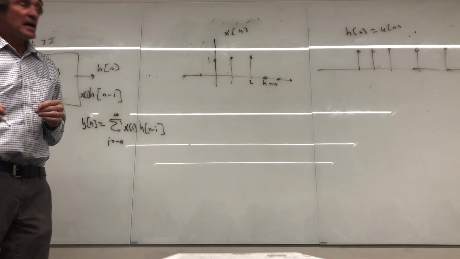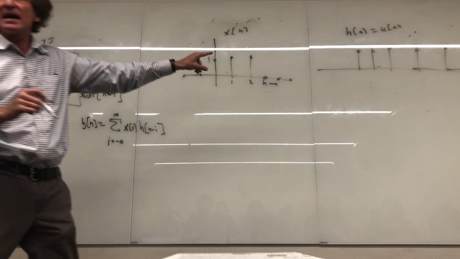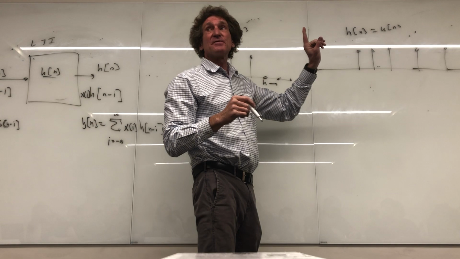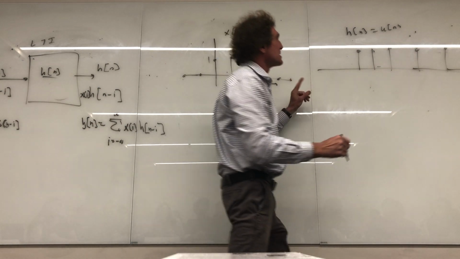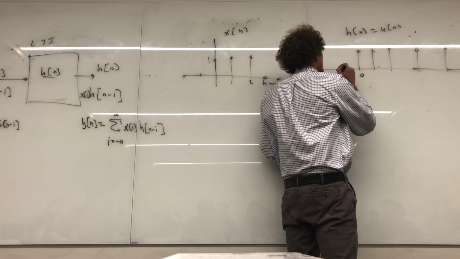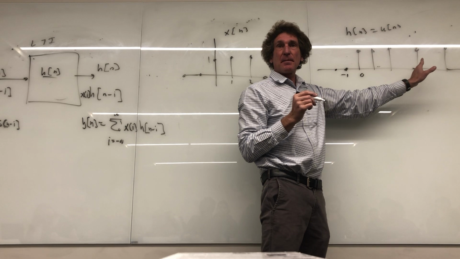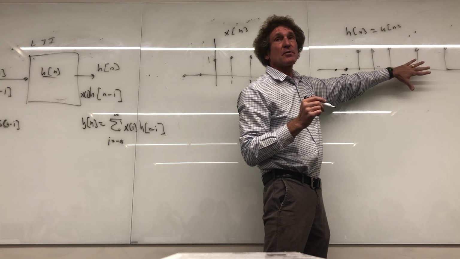Now, which one has the most going on? You might go for that one. But actually, this only has 2 regions where it's defined differently. For n less than 0, this would be 0. Right? This would be minus 1. For n less than 0, it's 0. For n greater than 0, it's 1. You all see that? This is the one we're going to flip and shift.